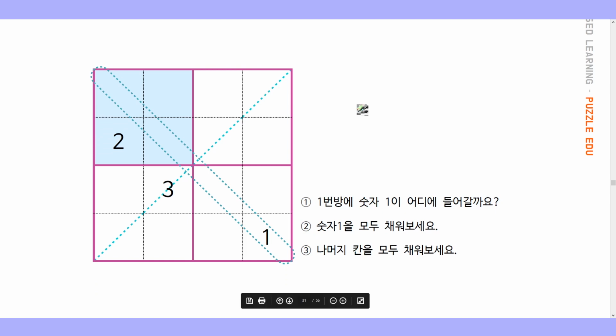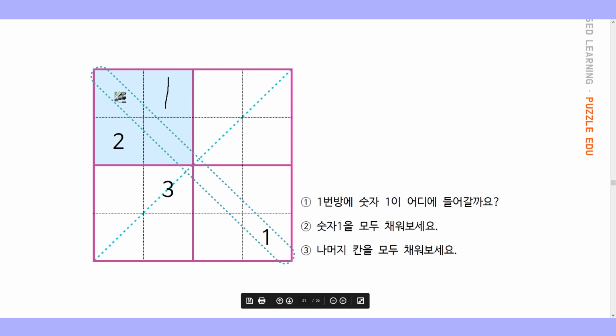Alright, for this example, looking at the first block, in which cell would the number 1 go? Well, taking a look at this diagonal, we know that the number 1 cannot appear in this cell or this cell. Therefore, the number 1 must appear in this cell. Let's try filling in all the number 1s. There should be 4 in total.